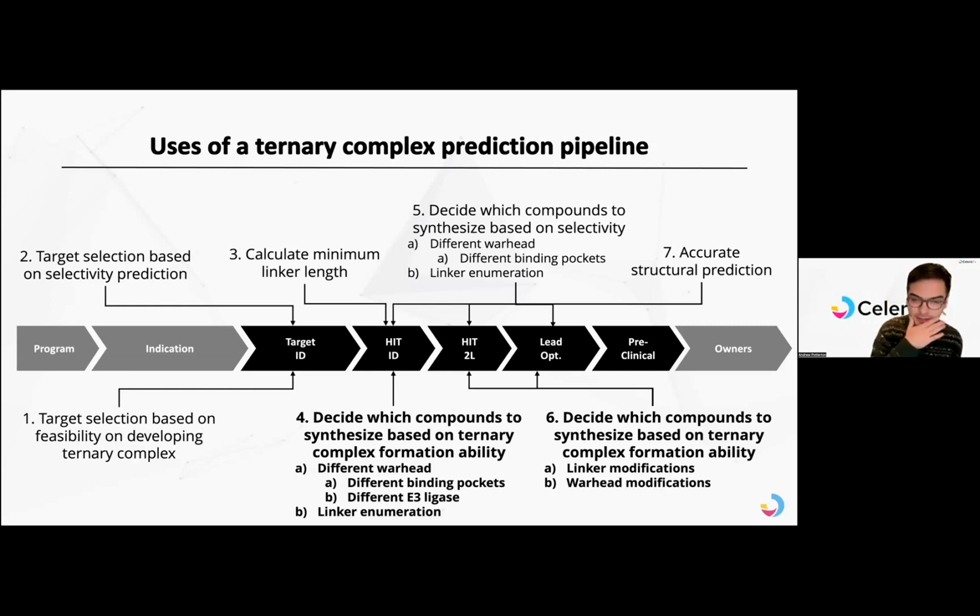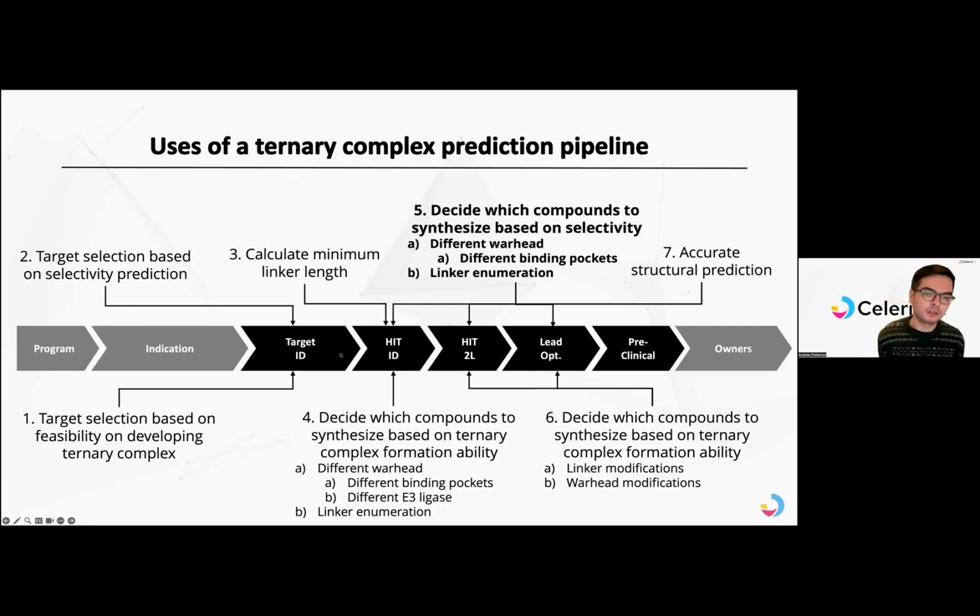So in that later stage, you probably have increased benefit, but perhaps a harder challenge in terms of prediction of that using a ternary complex prediction pipeline. Number 5 is deciding which compounds to synthesize based on selectivity. So this is very related to point 2, but based on the compound as well.